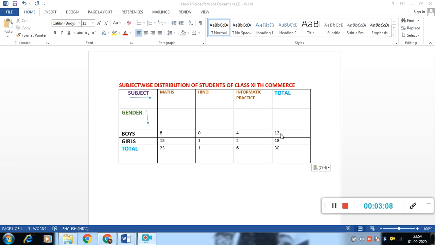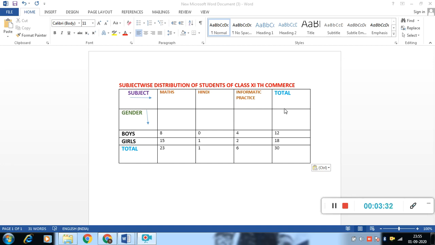So I have told you earlier also there are a total of 12 boys in the 11th Commerce, and there are 15 girls who are studying maths, one girl is studying Hindi, and 2 girls are studying informatic practice in 11th Commerce. So there are a total of 18 girls in 11th Commerce.